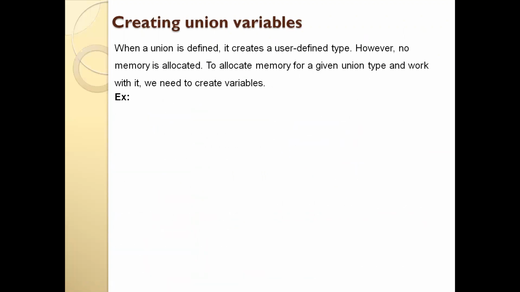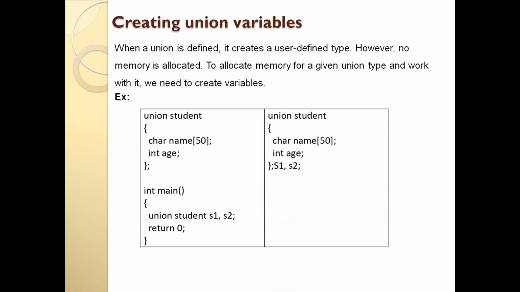Let us see how to create the union variables. Just now I told you, once you define the union structure, the memory will not be allocated. Once you create a variable of type union, then only the memory will be allocated. So see one example. Here I am creating the union of type student. Inside the main method, I am creating two variables of type union student.